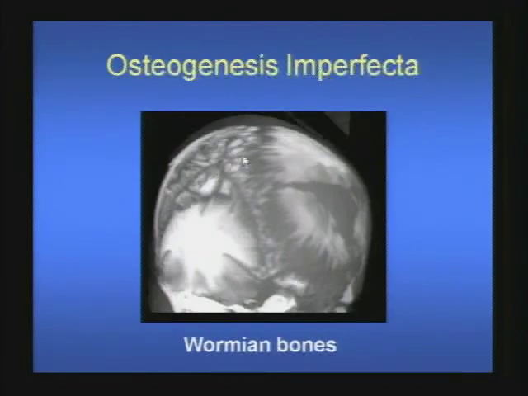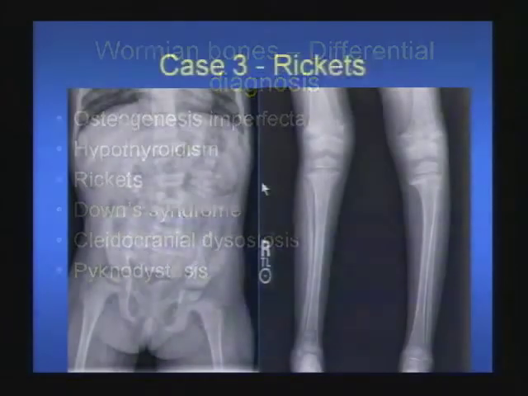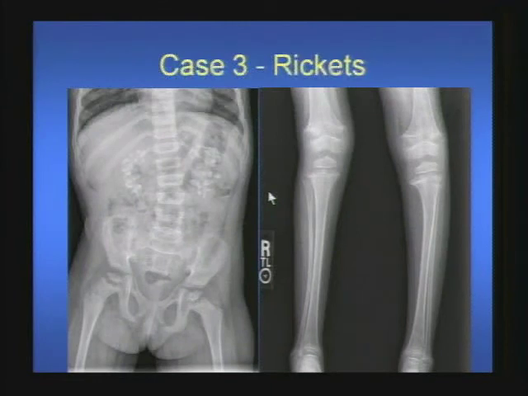These are intrasutural bones, and they can be seen in a variety of conditions, most common among them being osteogenesis imperfecta. However, they can also be seen in conditions like hypothyroidism, rickets, and other uncommon conditions like cleidocranial dysostosis and pycnodysostosis. This was our unknown, case 3, 7-year-old falling behind growth curve.